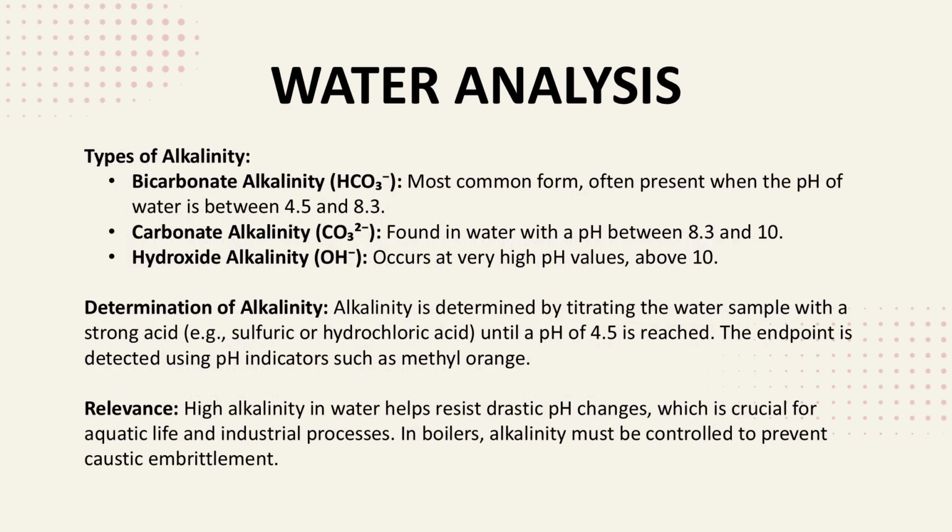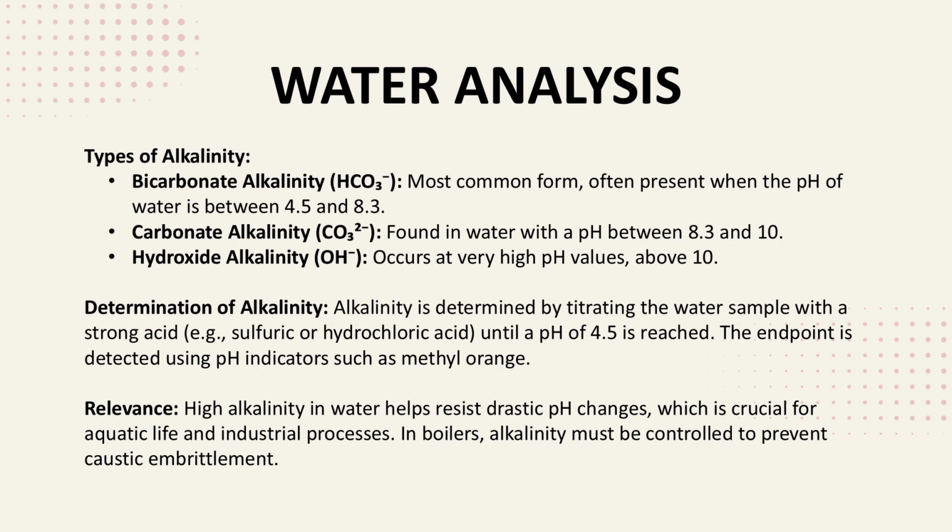Types of alkalinity. These include bicarbonate alkalinity, found in water with a pH between 4.5 and 8.3, carbonate alkalinity for pH between 8.3 and 10, and hydroxide alkalinity for water with pH levels above 10. The determination of alkalinity is carried out by titration, where we add a strong acid like sulfuric or hydrochloric acid to the water sample until it reaches a pH of 4.5. A pH indicator like methyl orange helps identify the endpoint of this reaction.